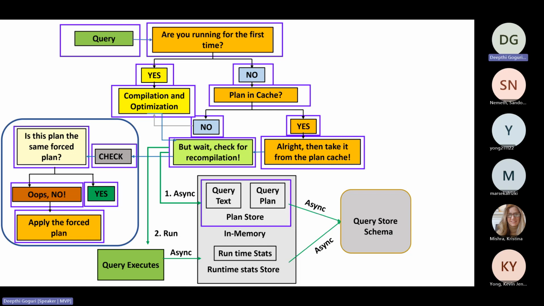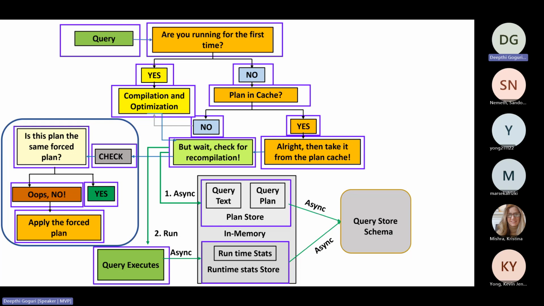Once the query plan and the query text get stored inside the plan store, then the query will go to the execution phase. During the execution phase, once the query gets executed, the runtime stats are collected. To collect the runtime stats, the query needs to be executed, right? So those runtime stats will be saved inside the runtime stats store in memory, and this process will happen asynchronously as well. Once that data has been collected in the memory stores, then at a particular time, there is something known as the flush interval, and by default for query store, it's 15 minutes.